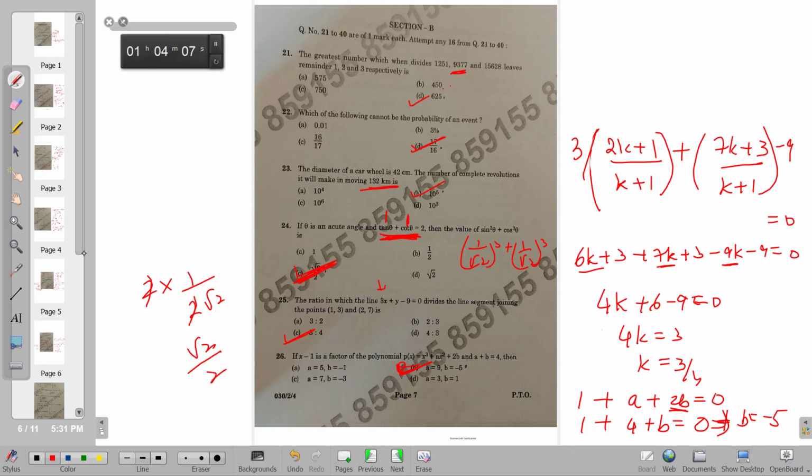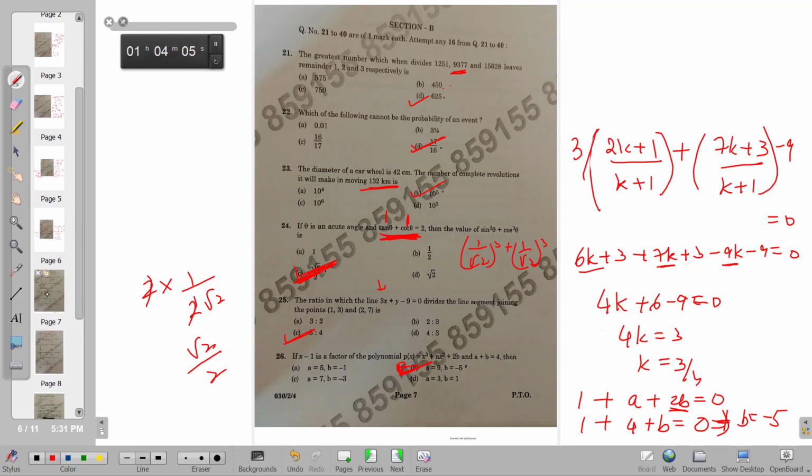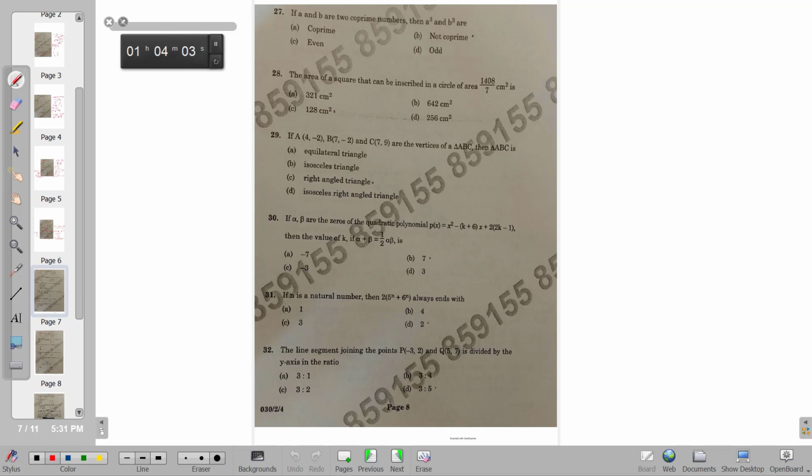Alright, let's look at the next one. 27. If a and b are two co-prime numbers, then a cube and b cube are, well, if a and b do not have any common prime factor, obviously a cube and b cube will also not have any common prime factor. So the answer over here would be they would also be co-prime. When a and b are two co-prime numbers, they don't have any common prime factor. So whatever power you take, that will also not have any common prime factor.